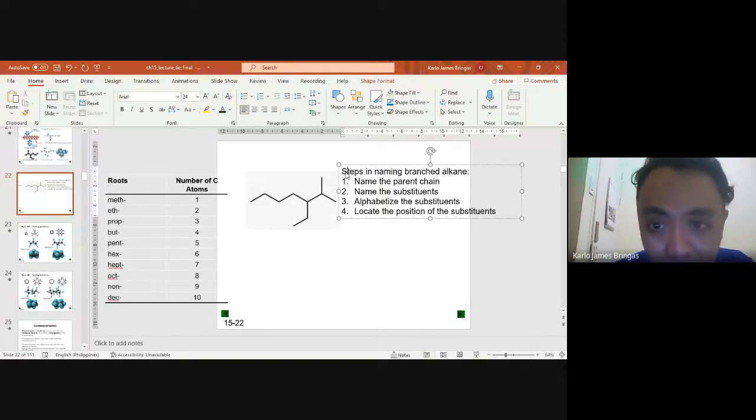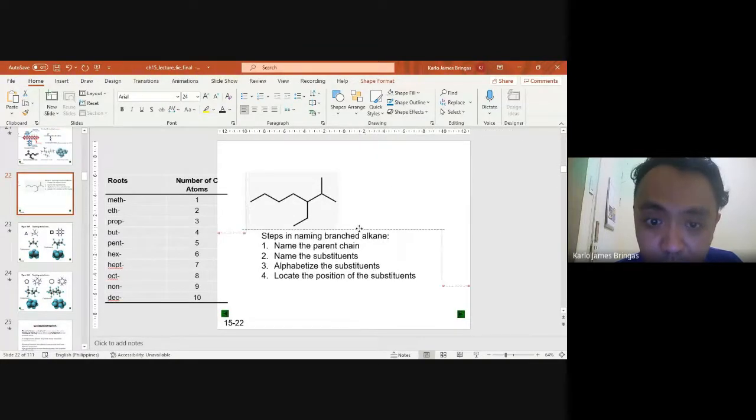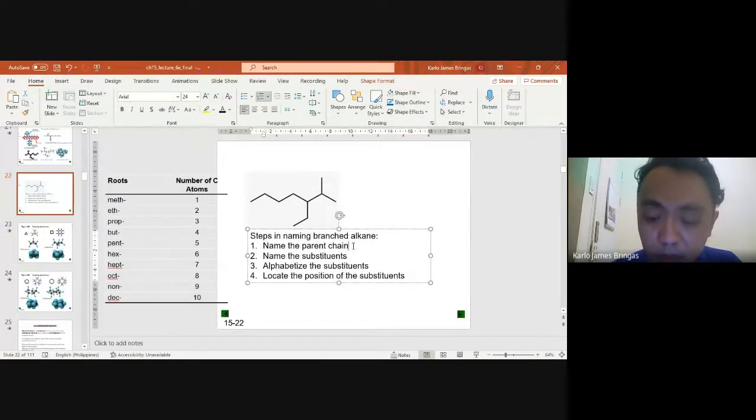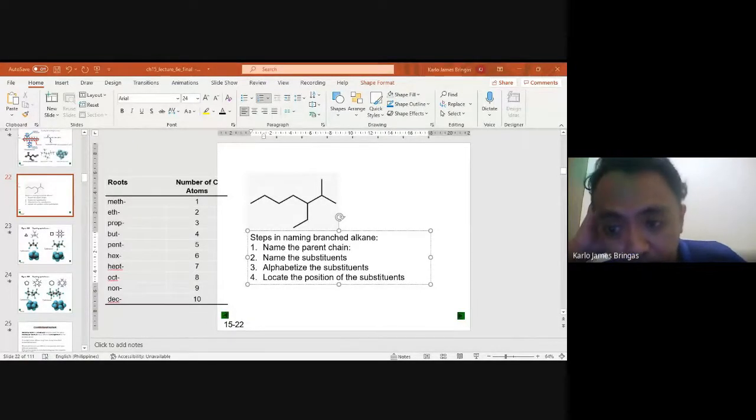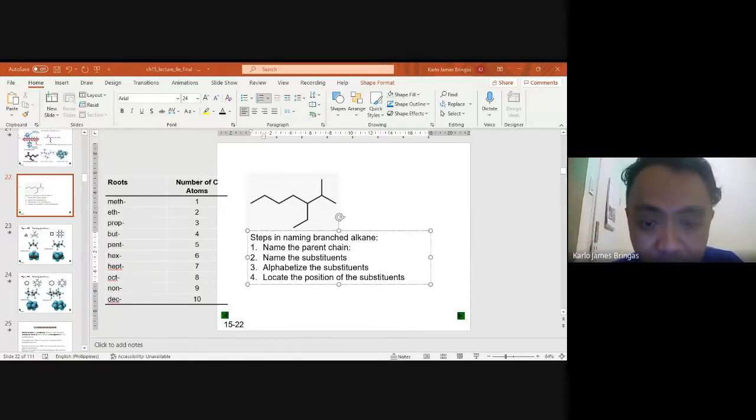So, unang-una muna, step 1. So can you please name the parent chain for me? Okay, so ang name ng parent is heptane. So John got that one correct. So maybe I can have another person answering step 2.